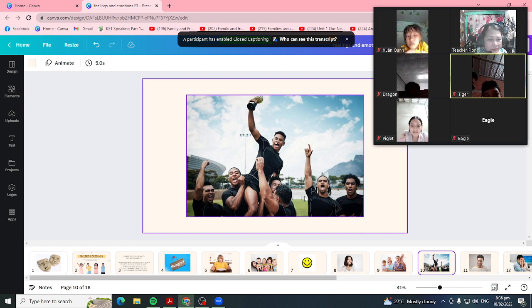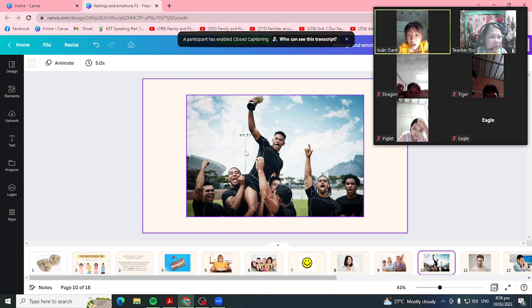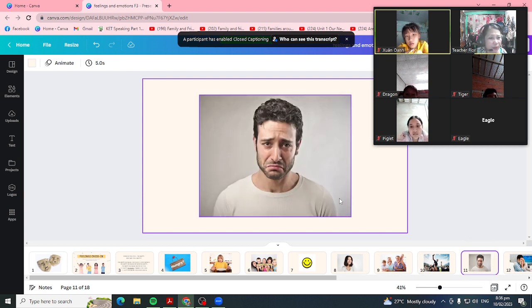Eagle. They are happy. Very good. Sun An. Very good. They are happy because they are many, more than one. They are happy. Okay, so let's go here. This picture, this photo. Dragon, what can you see?